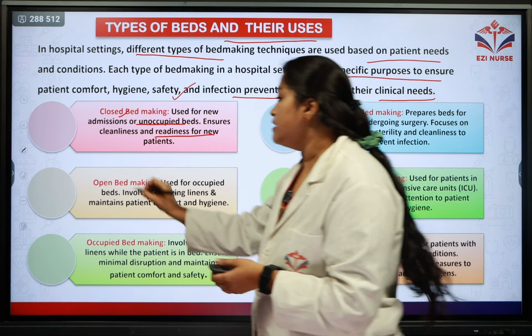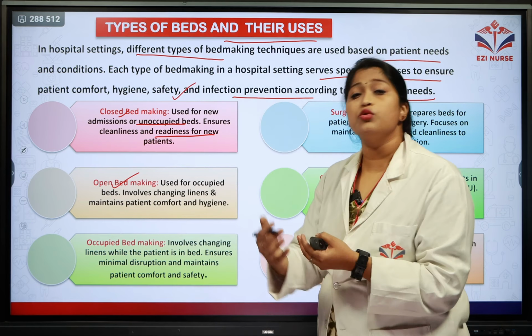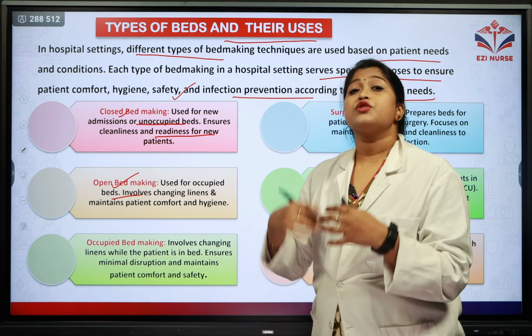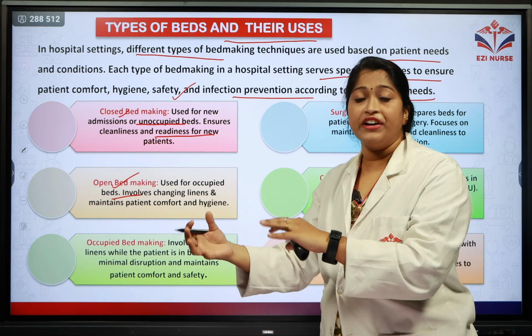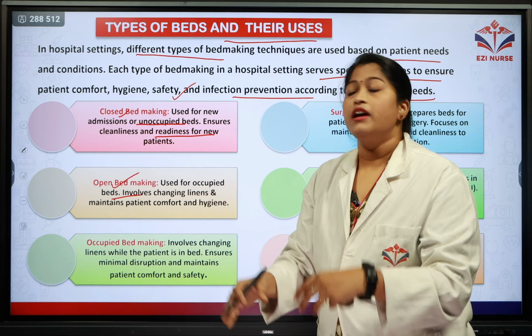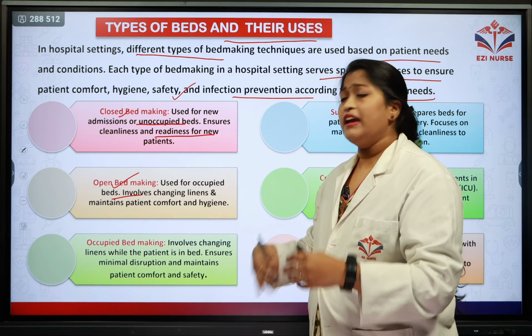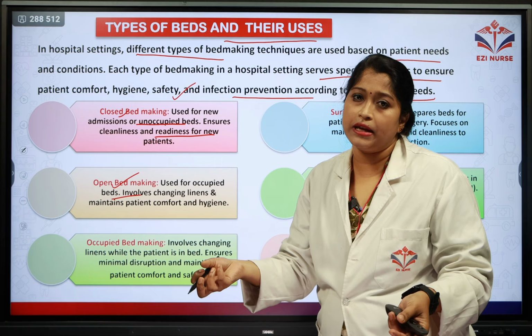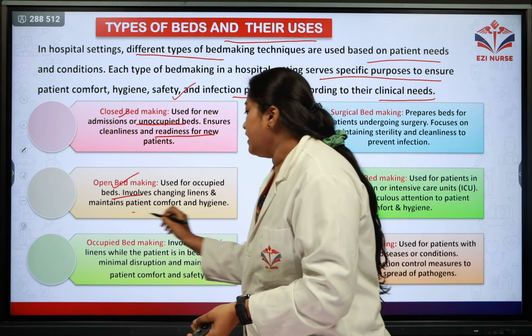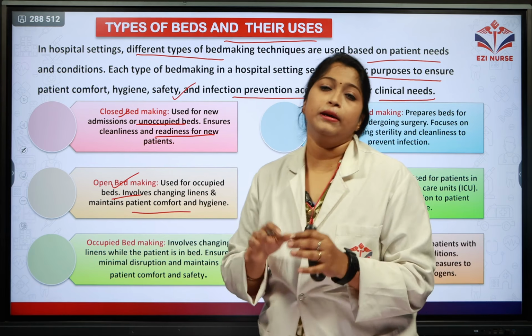The second type is the open bed making. It is used for occupied beds. Patients who have already shifted to that bed, it is called open bed making. We are changing the linens for those patients and maintaining the comfort and hygiene for the patient.